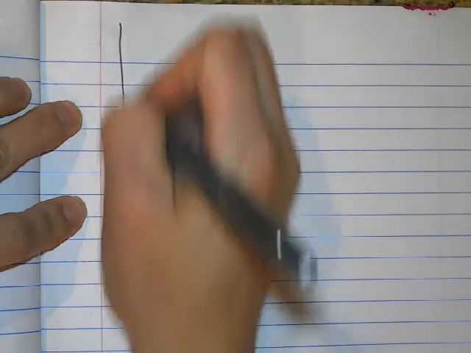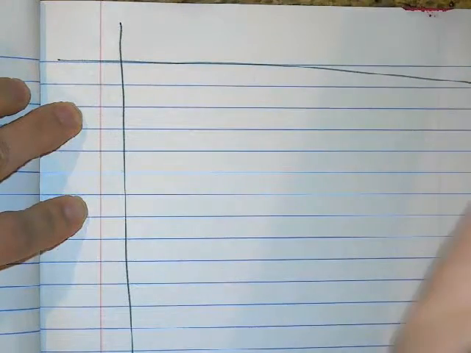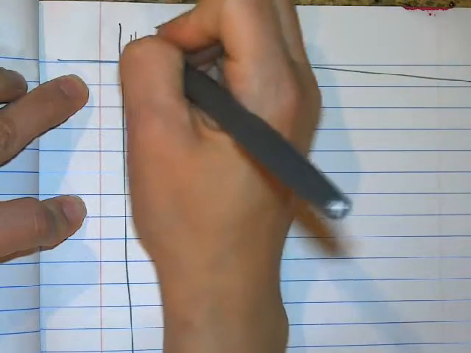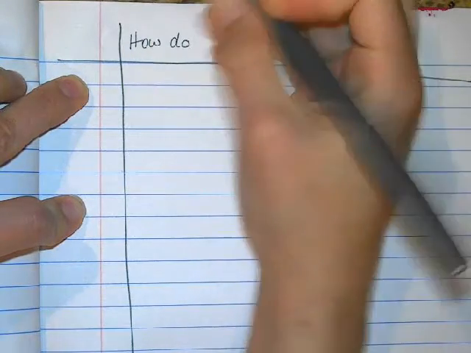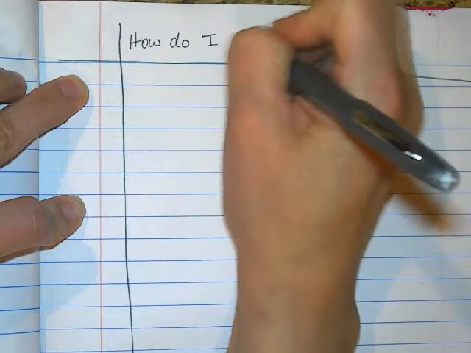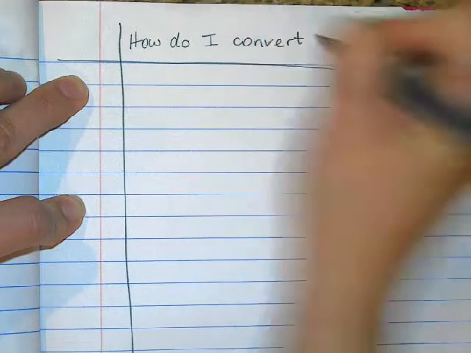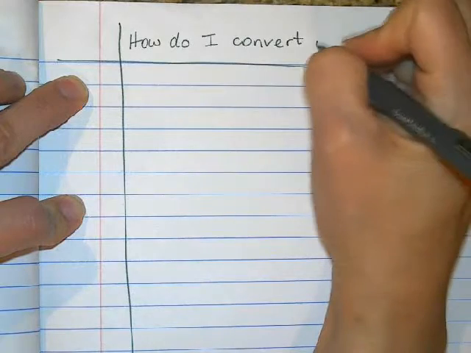So we're going to go ahead and start off with our notes in Cornell style. Okay, so it's a little crooked, it's okay. So title your notes for me, please. How do I convert units?